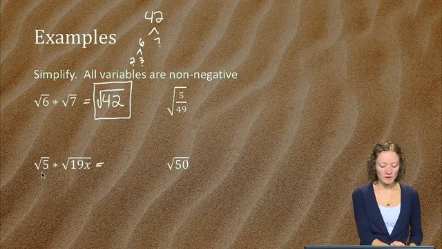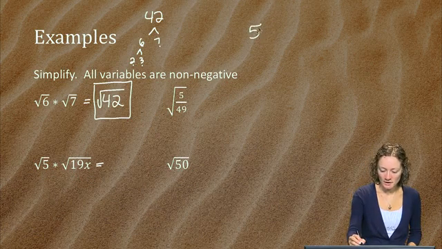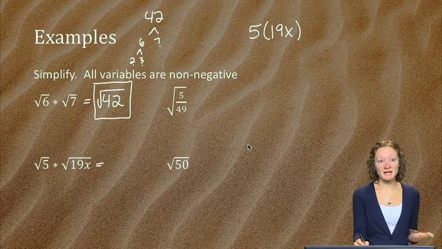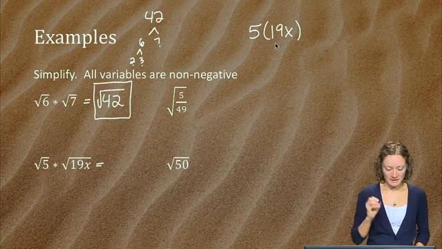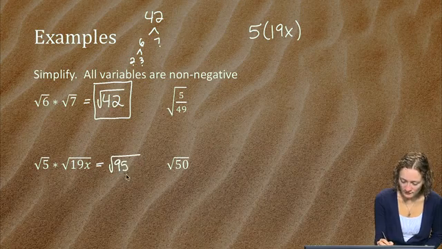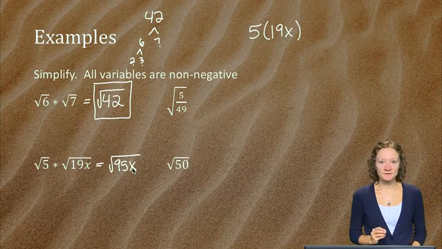Now you might be wondering, well, can I actually multiply them since 5 and 19x are not alike? You're right, they're not like terms, but with multiplication that doesn't matter. You can multiply anything together. So 5 times 19 gives us 95, and then no x times an x leaves us with an x.